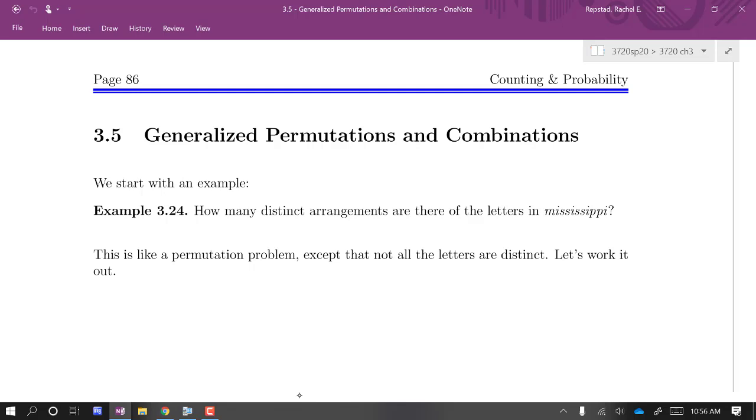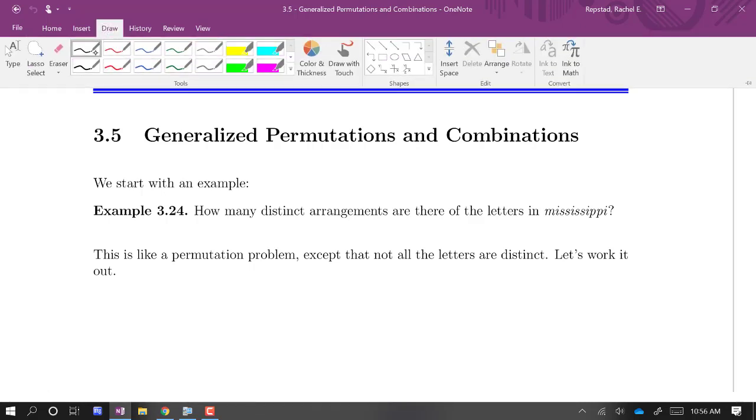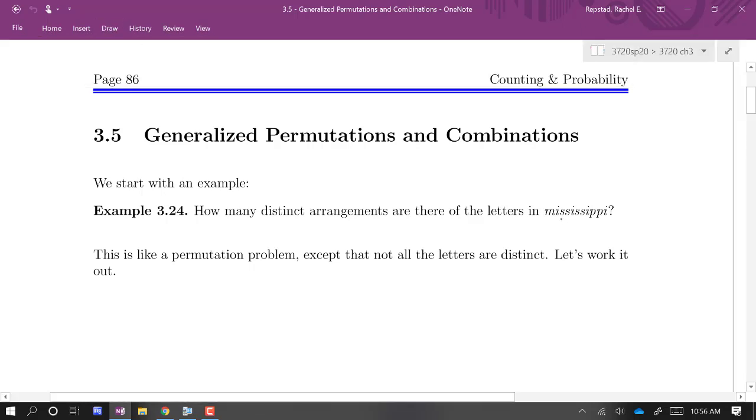Like we're counting different arrangements of a given set, right? Just mixing up the orders. But not all the ways I could mix up the letters are distinct because we have some identical letters. Like if I just swapped these two S's, that wouldn't be a distinct arrangement, right? It would look exactly the same. So we have to take that into account.